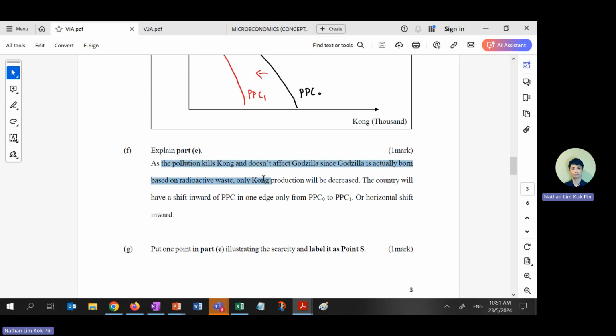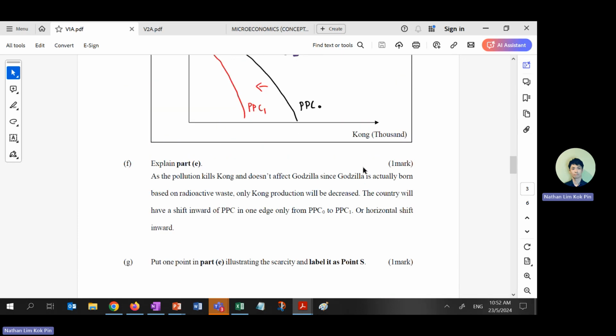You need to explain. No one actually knows how to explain. That's very sad, right? The pollution kills Kong but doesn't affect Godzilla, since Godzilla is actually born based on radioactive waste. Okay? And that's why only Kong production will be decreased. This one can be 1 mark. If you cannot write this, at least write Kong will shift inward in 1H only, or there will be a horizontal shift. Most of you wrote 1H or horizontal shift for 1 mark. Okay? Make sense? So this is 1 mark.